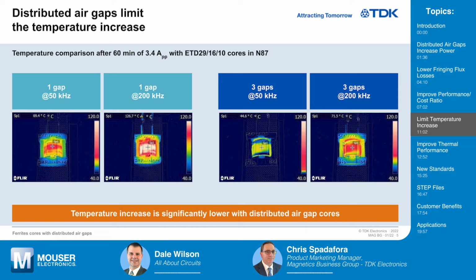Now, with any wound magnetic, heat equals losses, and losses equal inefficiencies. So this is a real important factor to consider of how well your wound magnetic performs in a circuit. And I would assume, as with most electronic devices, that lower heat means you can operate at higher ambient temperatures and also improves the reliability. Exactly. So, are there other benefits related to the improved thermal performance provided by these ferrite cores with air gaps?